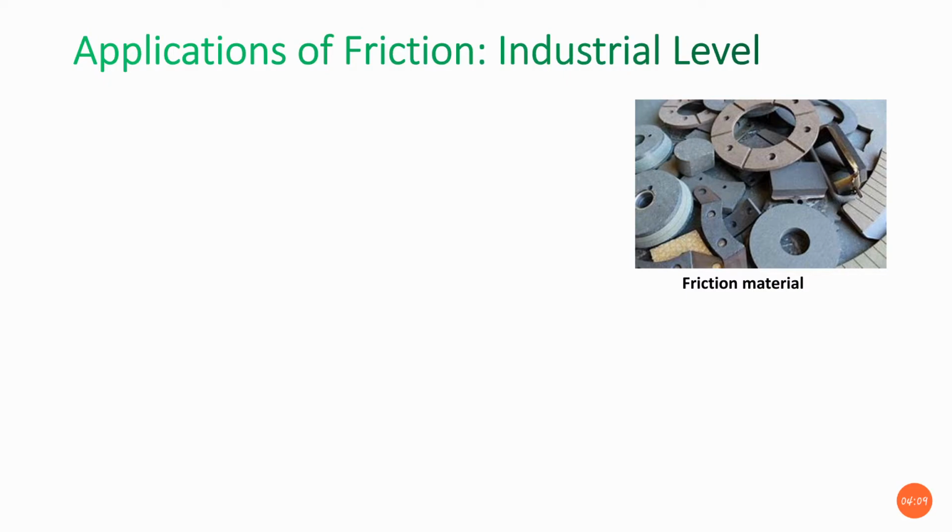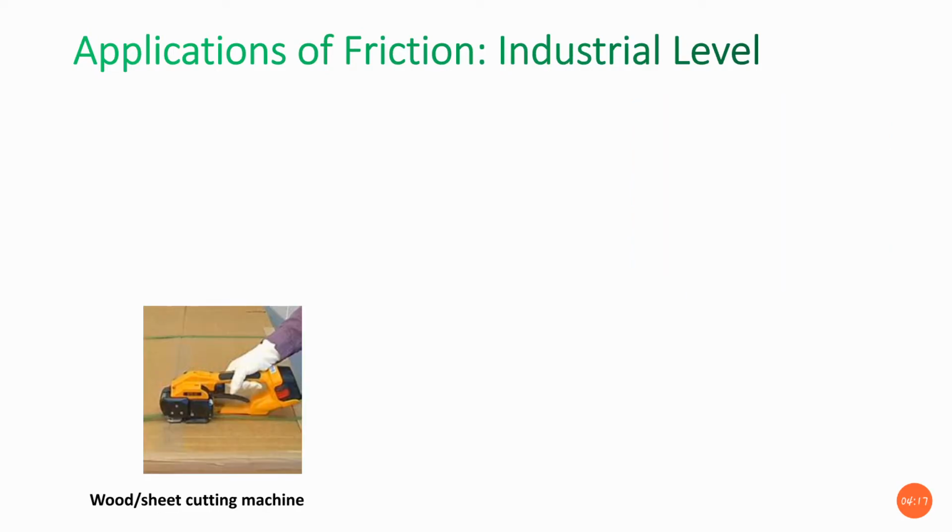The next one is going to be the frictional materials. They are widely used and developed for different purposes at the industrial level. Here, for the wood or sheet cutting machines, you can take it here. In this case, the grip is going to exist between the hand as well as the machine. At the same time, it is going to be mounted on the wood to cut, which is going to be separated from the lot.